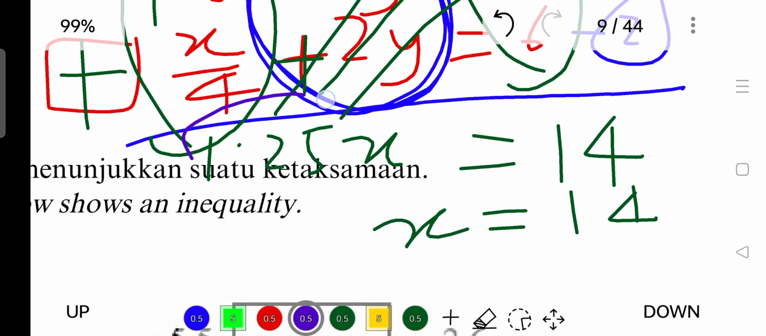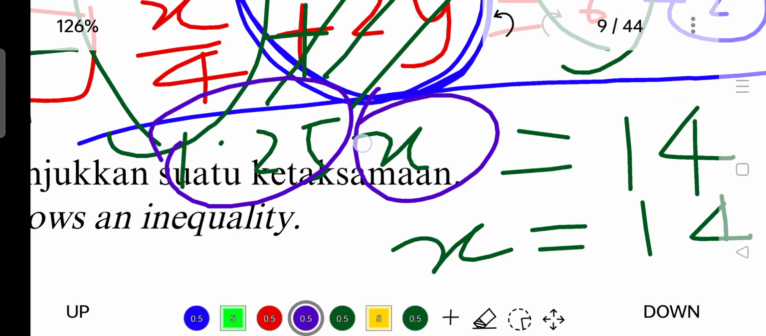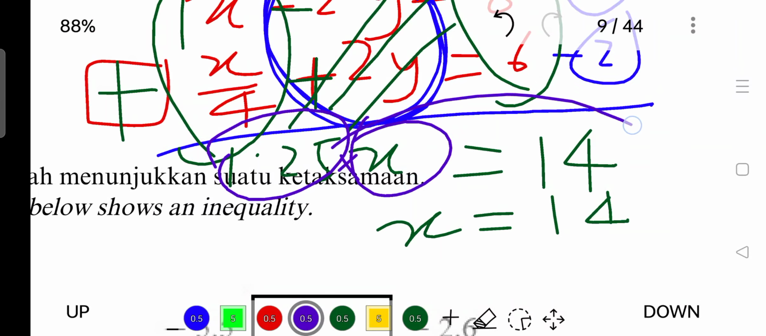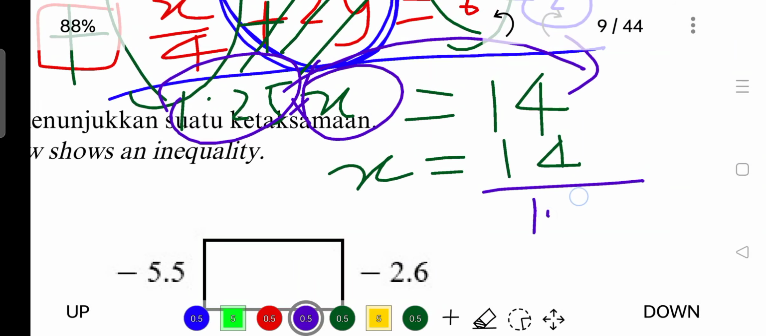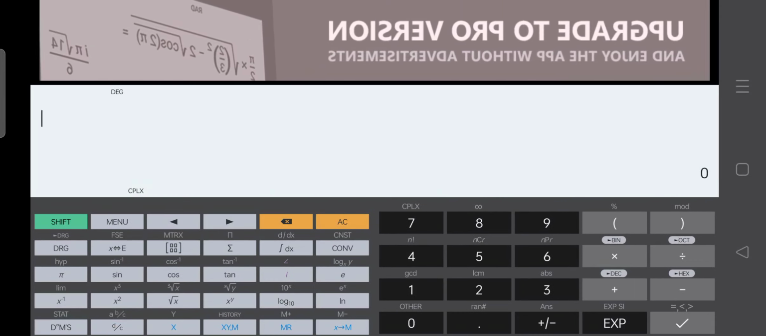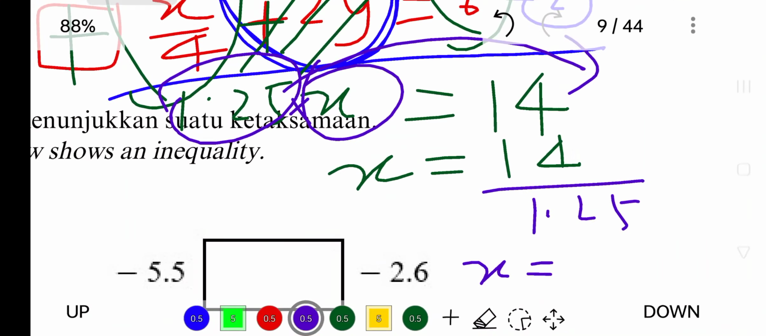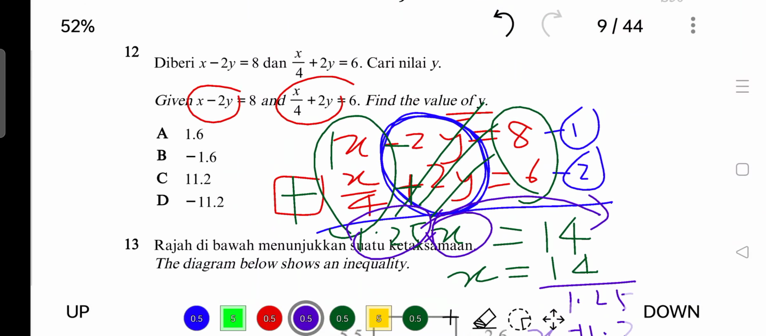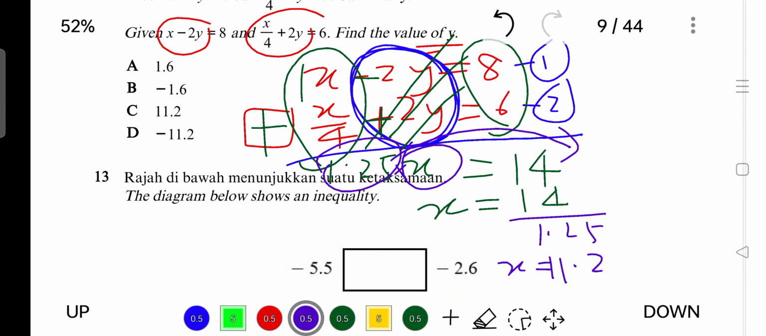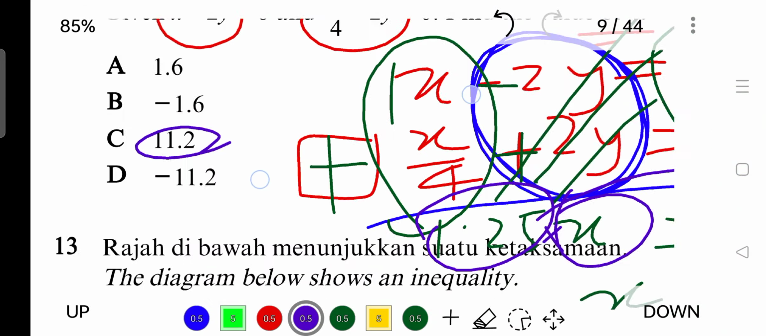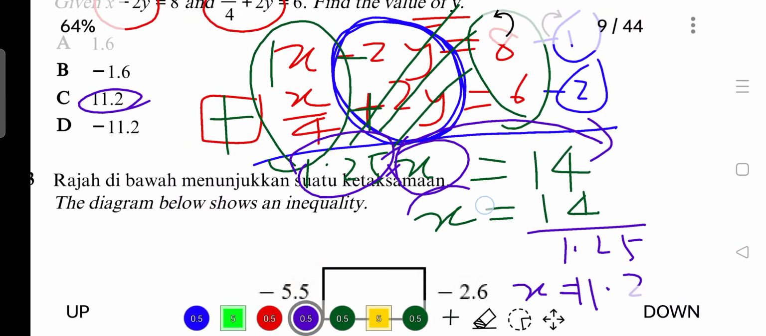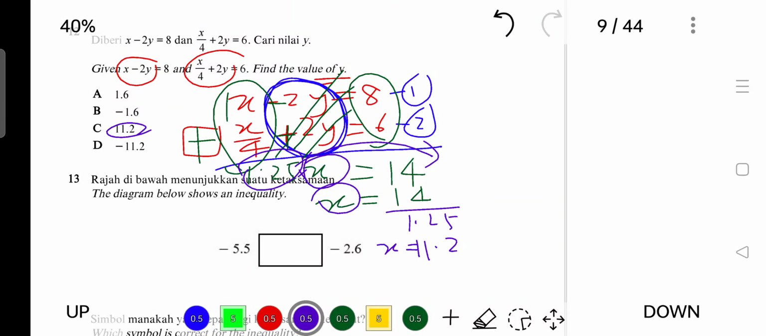Whenever a number is tied up with a letter or variable, we call it husband and wife, tied up with a multiplication operation. So when I throw it over there, it will become divide. So what is the answer for x? 14 divided by 1.25, I get 11.2, right? Yes, that is the value of x. But here, 11.2, don't get into the trap, is the value for x, so that is not what we're looking for.